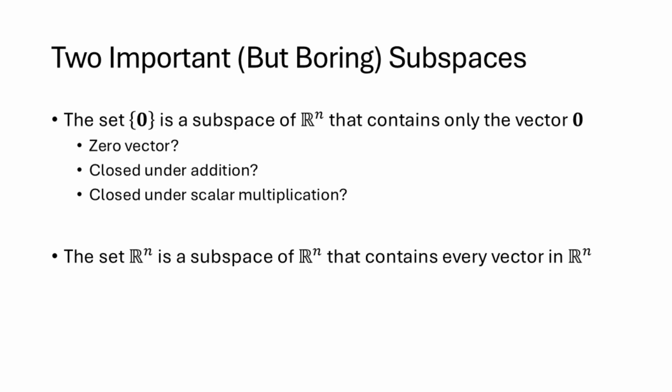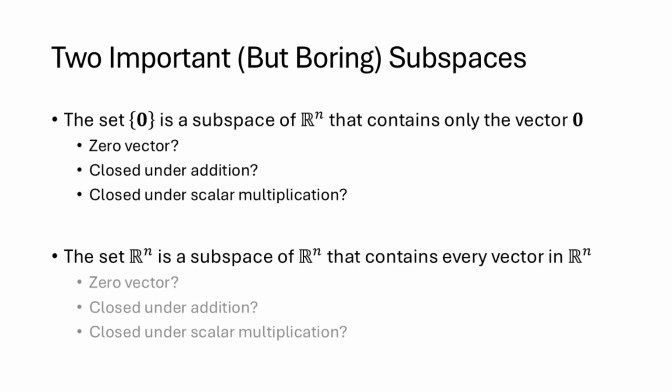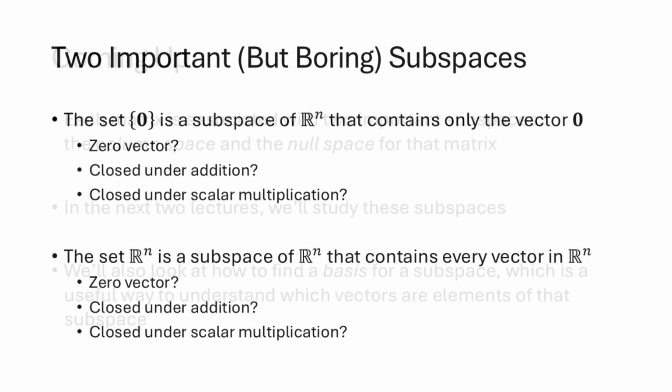The other subspace we need to be aware of here is Rn, the set that contains all vectors that have n entries. This contains the zero vector because it contains every vector, so it must contain the zero vector. It's closed under addition because if I take two vectors with n entries and add them together, I get another vector with n entries. And it's closed under scalar multiplication because if I take a vector with n entries and multiply it by a scalar, I get a vector with n entries.